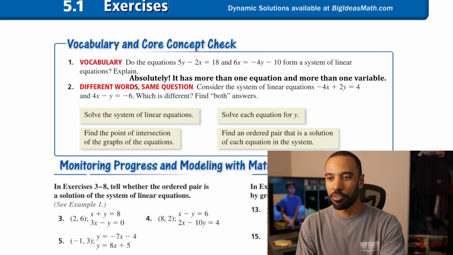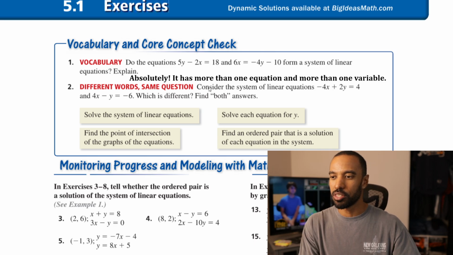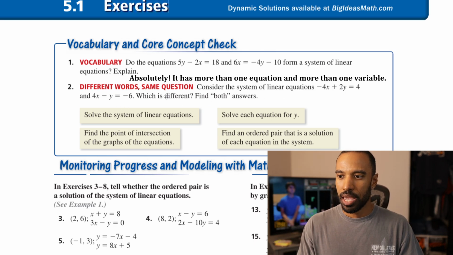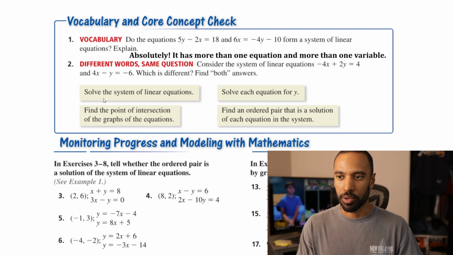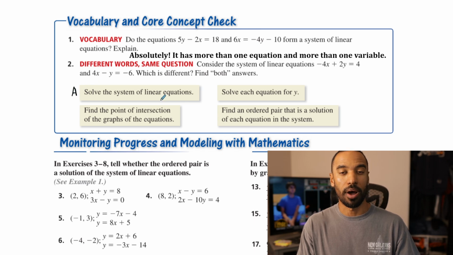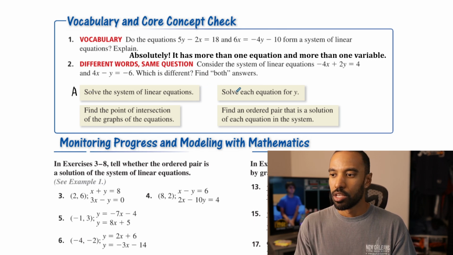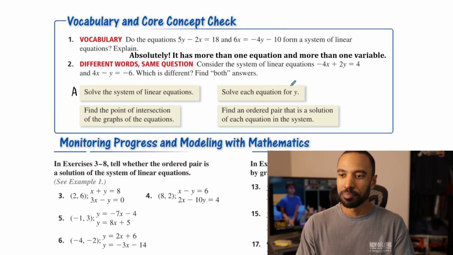All right, number 2, different word, same question. Consider the system of linear equations here and here. It says which is different, find both answers. Okay, let's start seeing what they say. Solve the system of linear equations. That means we need to find the point of intersection x comma y. So I imagine one of these is also going to say that. So let's call that the A. Solve each equation for y.